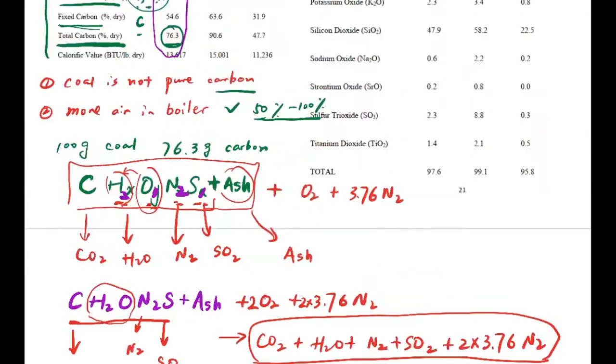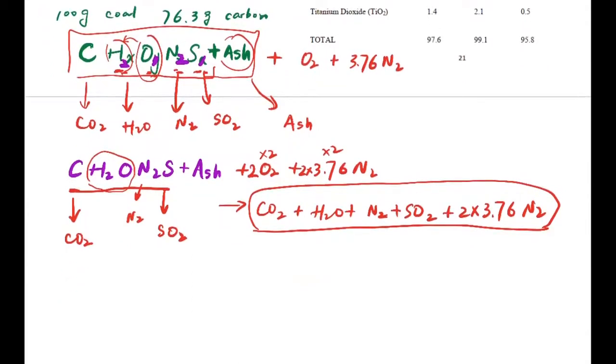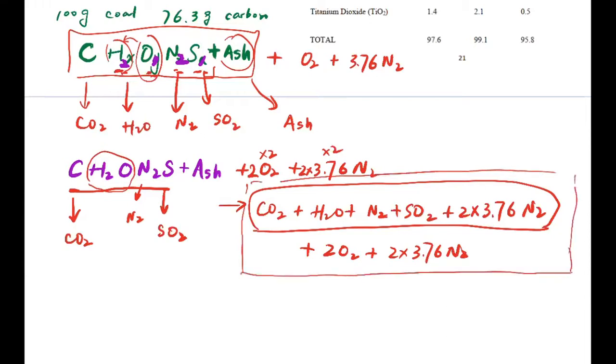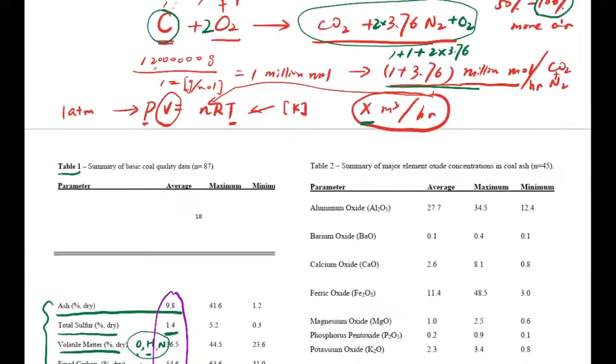So we also mentioned that we need to provide more air to the boiler. So what that means is we need to multiply this by 2 if we assume that we're going to use 100% more air. So further, we need to consider the extra oxygen in the system, and another 2.2 multiplied by 3.76 of nitrogen. So this is going to be the new composition if we consider the complete combustion of the coal particles. Okay, so after this is set up, then we can use the same method here, right?